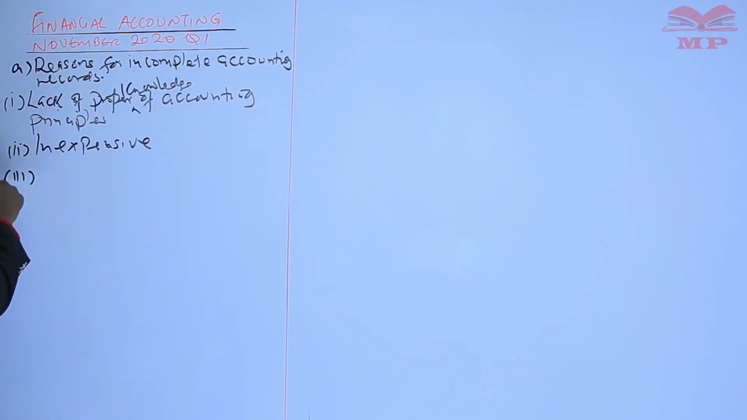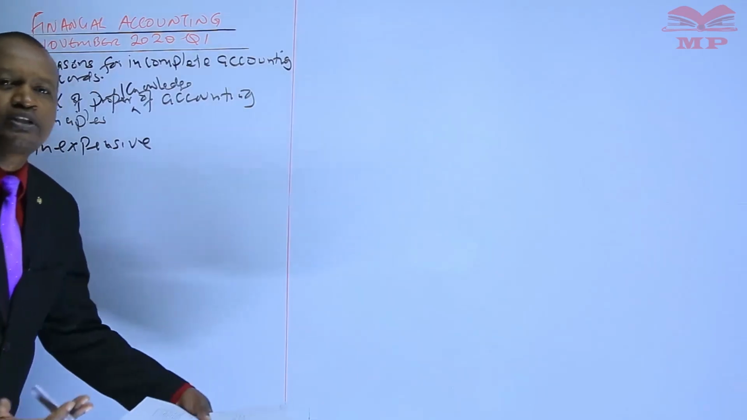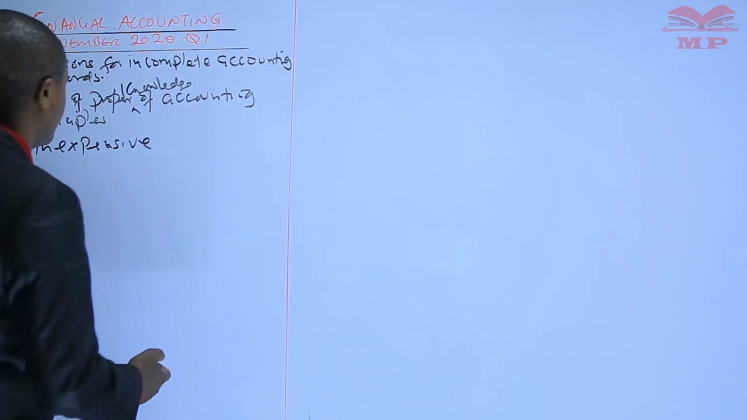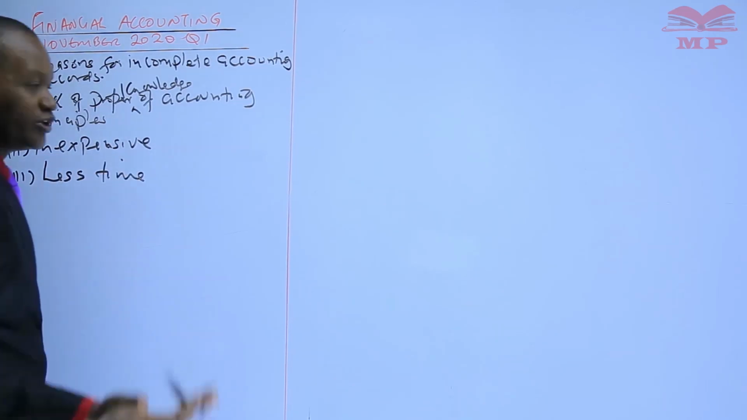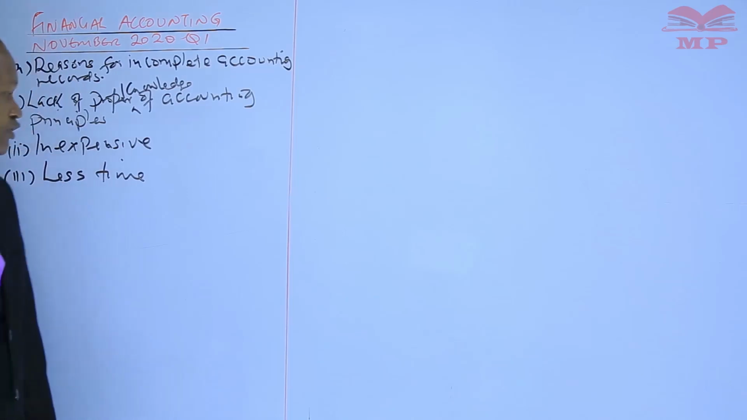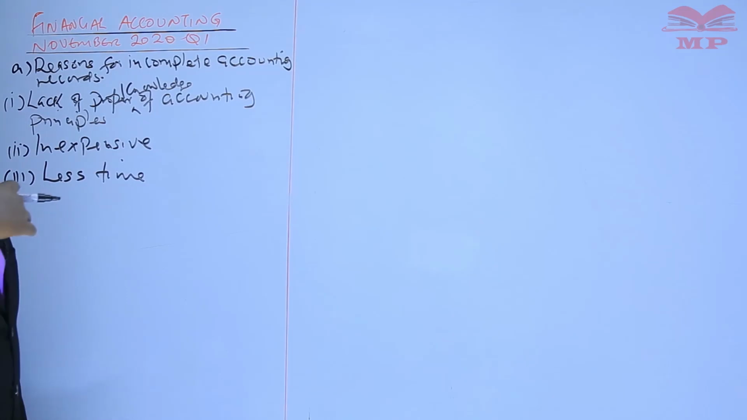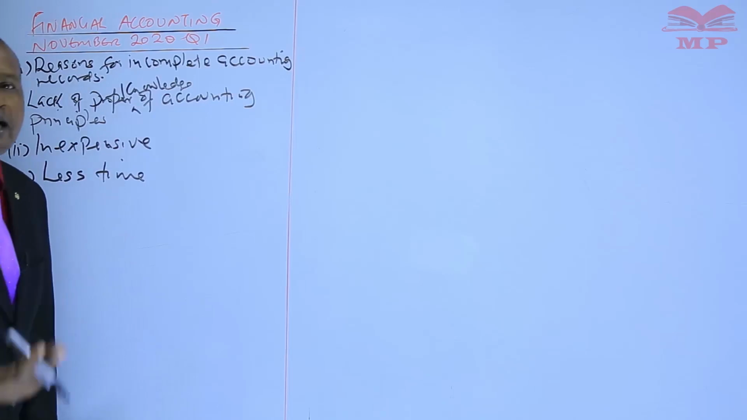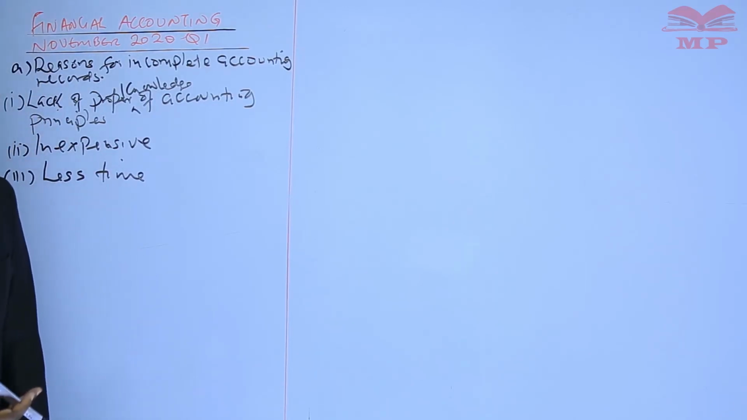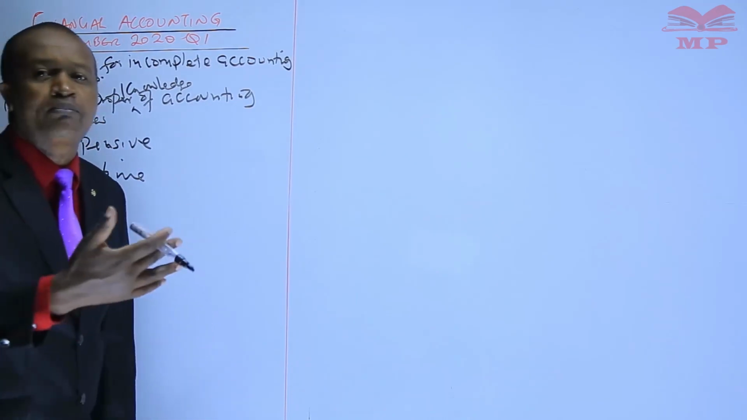The third reason why an organization can opt for the single entry system is that the time consumed in maintaining records is less, because it's just single entry. It's not like the double entry system. Single entry, just make one entry. You don't have to make a corresponding entry in another account. It is less time consuming. And because of that, a few books are maintained.